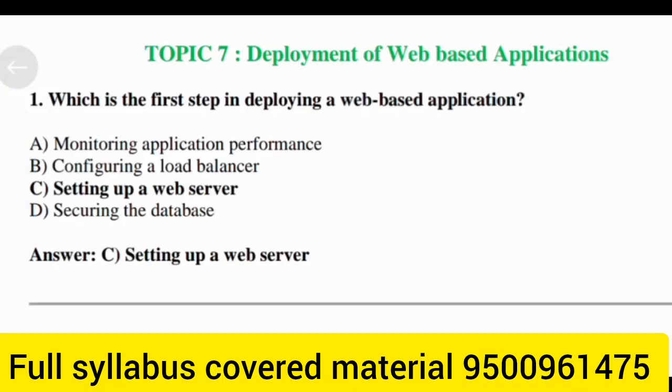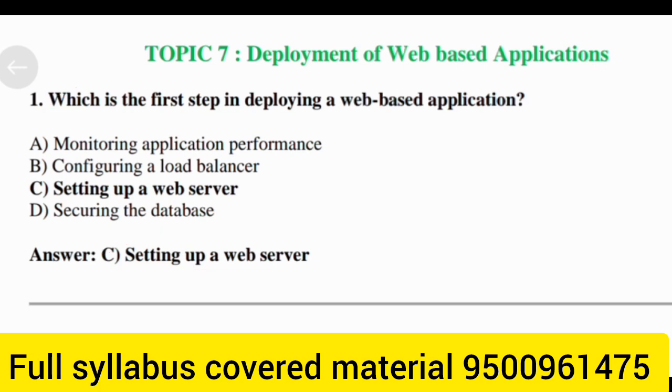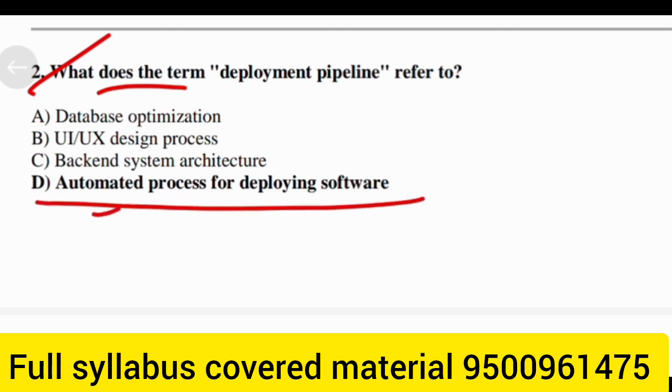Unit 2, Application Development, Deployment of Web-based Applications. Which is the first step in deploying a web-based application? Setting up a web server. What does the term deployment pipeline refer to? Automated process for deploying software.